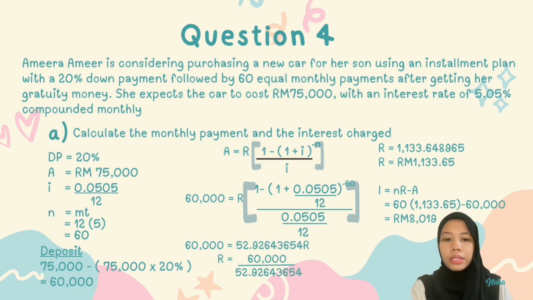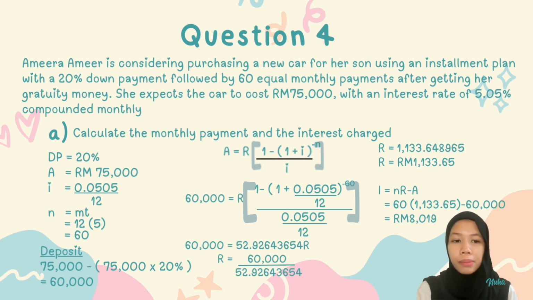Amira is considering purchasing a new car for her son using an installment plan with a 20% down payment followed by 60 equal monthly payments after getting her gratuity money. She expects the car to cost 75,000 ringgit with an interest rate of 5.05% compounded monthly. A. Calculate the monthly payment and the interest charge. We have a 20% down payment. A equals 75,000 ringgit, i equals 0.0505 divided by 12, and n equals 60.